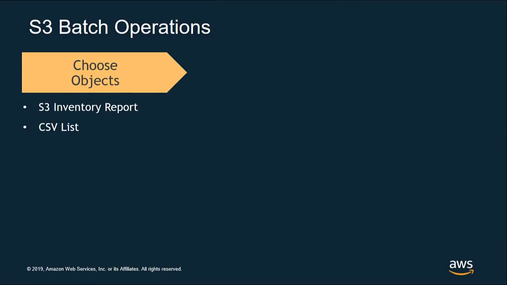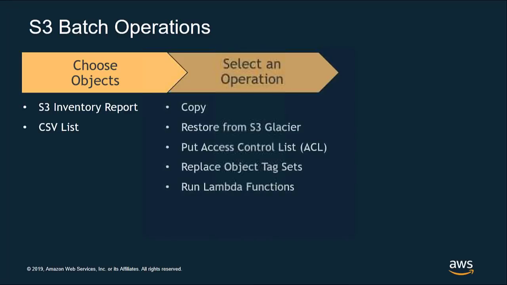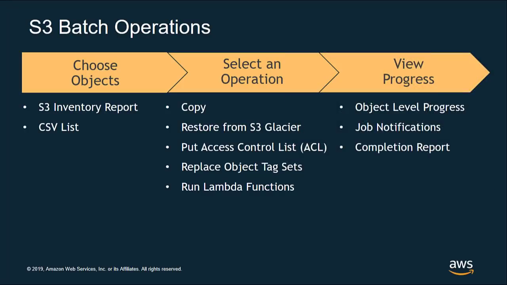So this is just a different view, but it shows you in a little more detail that you can use an S3 inventory report in the CSV format, or a CSV list that you've built to specify the group of objects. You can then perform one of these 5 operations. So there are 4 native S3 operations that work very similarly to the APIs that you're familiar with today, or you can run a Lambda function. And then you can view progress.